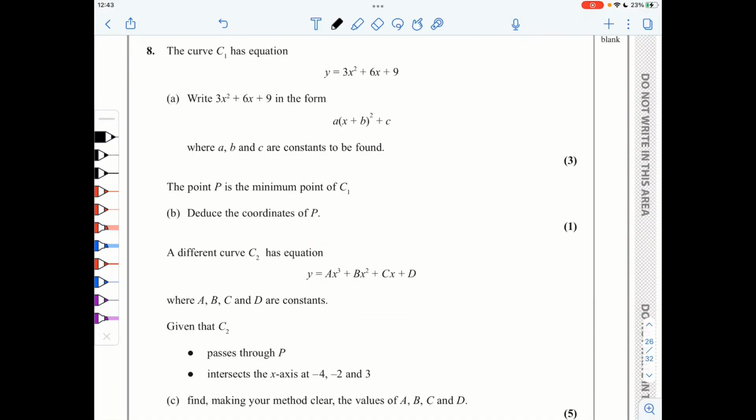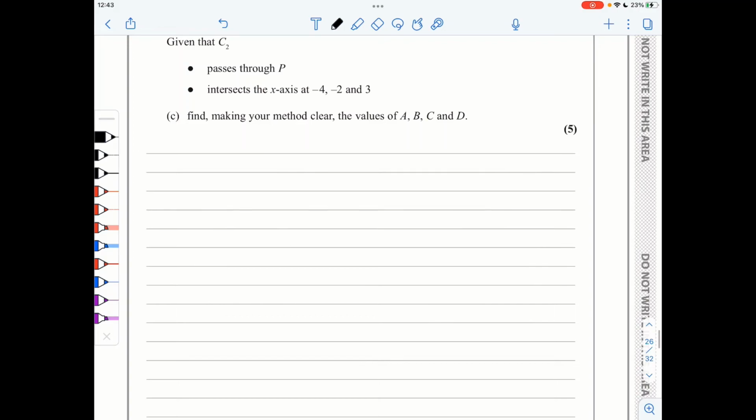In question 8, we need to start off by writing 3x squared plus 6x plus 9 in this form. So we're pretty much being asked to complete the square here. So we can start by saying 3x squared plus 6x plus 9 is equal to 3 brackets x squared plus 2x close brackets plus 9. So I will complete the square on x squared plus 2x.